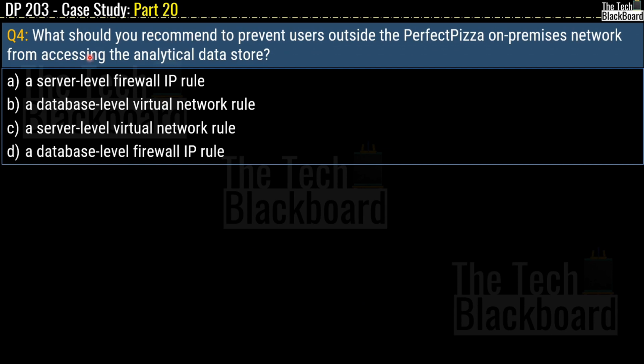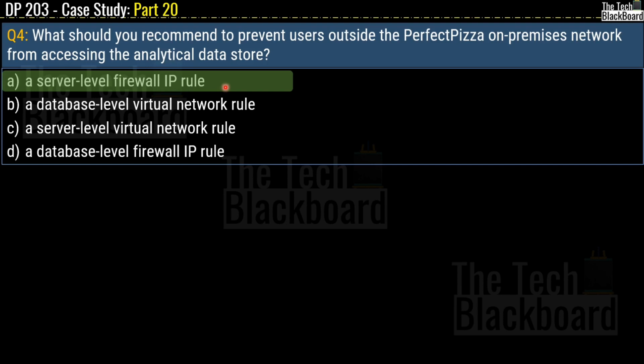And with that, let's move on to question number 4, which is the last question for today. It says, what should you recommend to prevent users outside the Perfect Pizza on-premises network from accessing the analytical data store? Your options are a server-level firewall IP rule. The second one is a database-level virtual network rule. The third one is a server-level virtual network rule. And the fourth one is a database-level firewall IP rule. And the correct answer that I have chosen is option A, a server-level firewall IP rule.